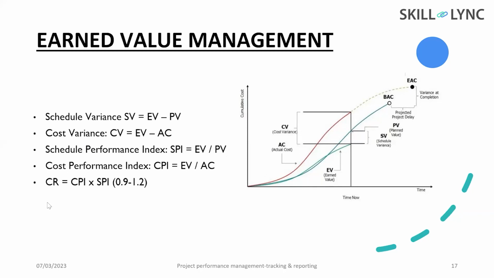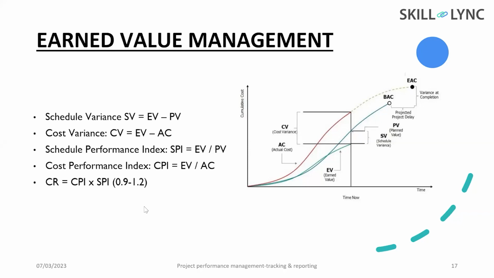And next is the critical ratio. So critical ratio is nothing but the multiplication of these two factors. For example, if you are getting 0.5 for SPI and 0.2 for CPI, we can directly multiply 0.5 and 0.2 and we will get the CR value. So for a healthy project, the CR value ranges from 0.9 to 1.2.